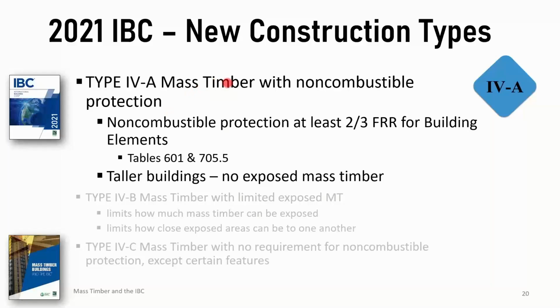So what does that mean? It means you have a floor that's 2 hours. The whole floor has to be rated for 2 hours, and the bottom of the floor has to be protected with at least 2/3 of the 2-hour rating, which is 80 minutes. So while the whole floor together with the non-combustible protection has to achieve 2 hours, there's a minimum requirement for how much of that has to be met by the non-combustible protection. And that's the new way of thinking. That does not apply to other construction types.